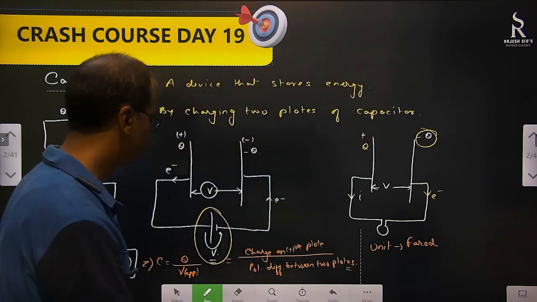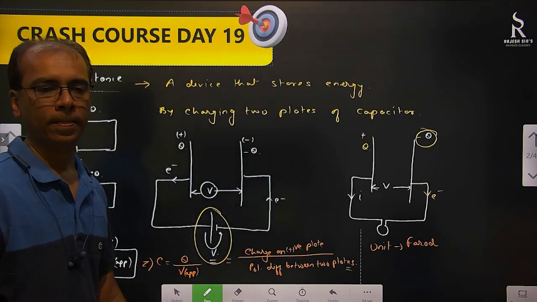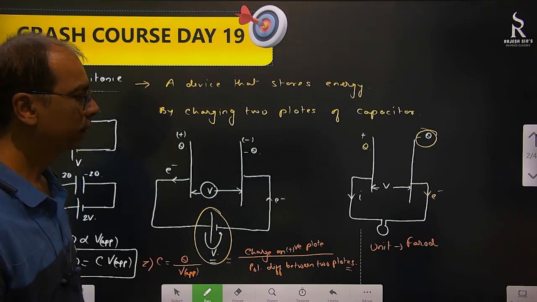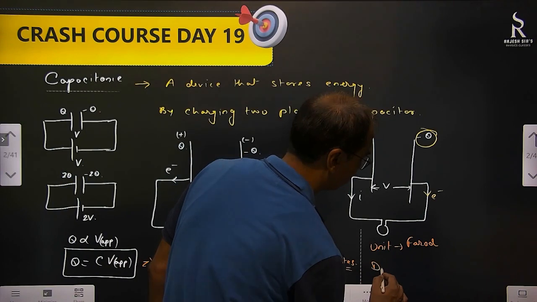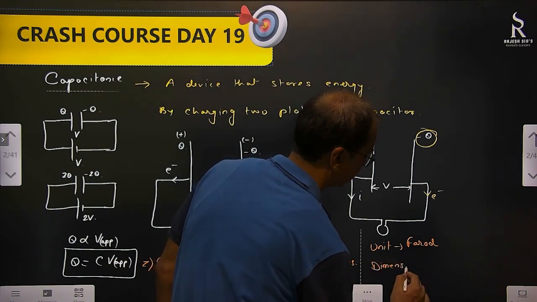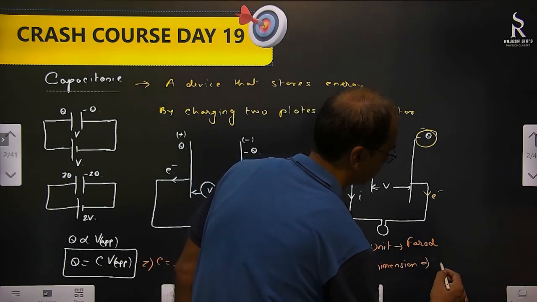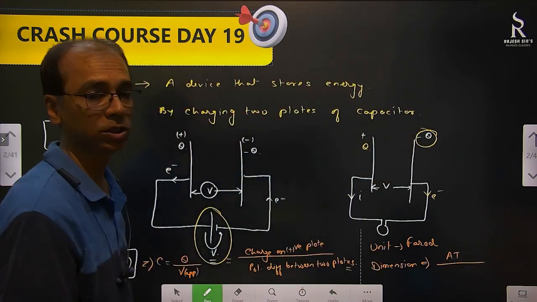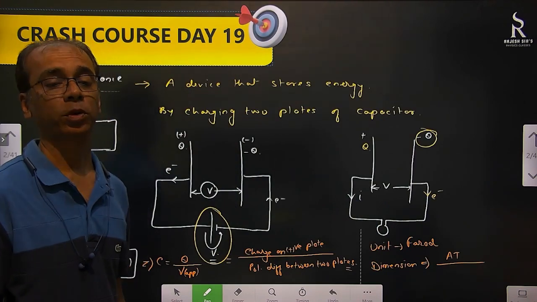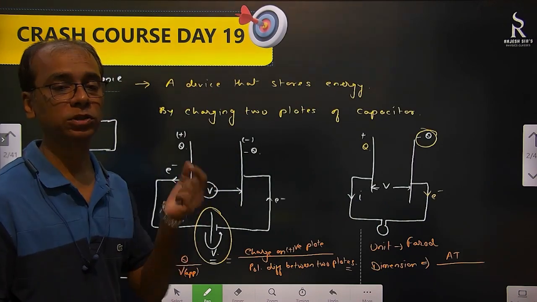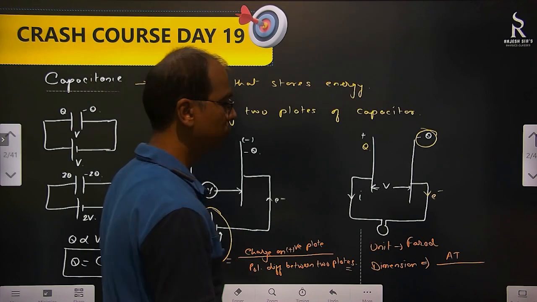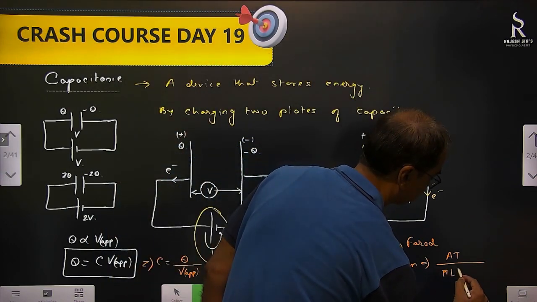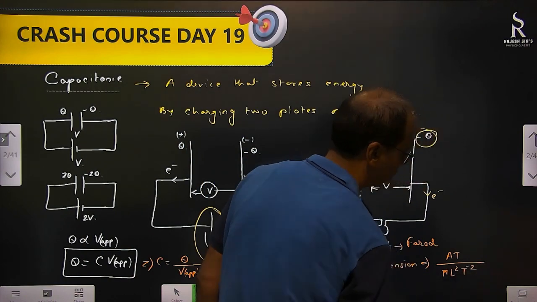Dimensions also, Q by V. So the dimension of Q is AT, ampere second. So we'll see the dimensions here itself. Q's dimension is AT, and below that is what? Potential. Potential is what? Potential energy per unit charge. That means joule per coulomb.